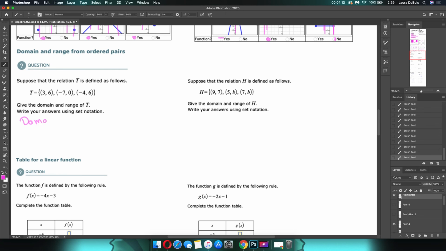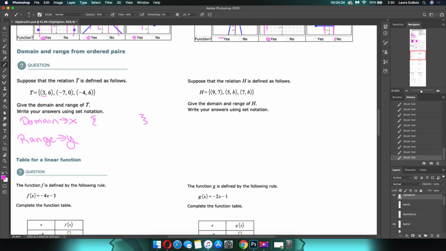Domain, it is worth remembering, is always going to be your X, and then range, again, it's worth remembering, is always going to be your Y. So, domain, again, we need to have the very, very technical term of squiggle brackets in order to write our first term.